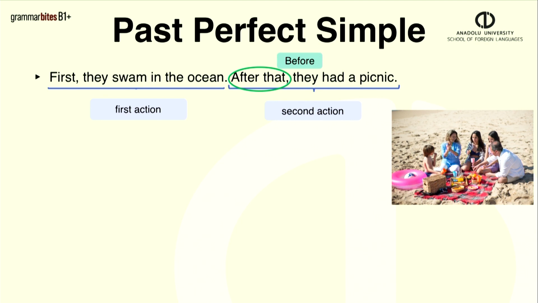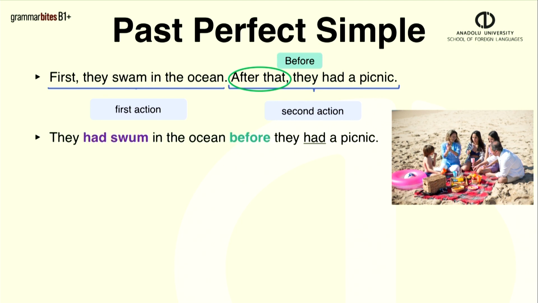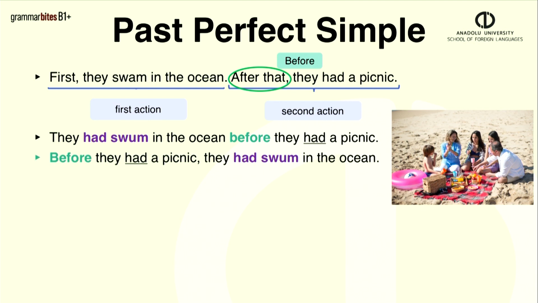And this is the tricky part. We will use the past perfect simple in the first action. We will say, they had swum in the ocean before they had a picnic. We can also start with before. We can say, before they had a picnic, they had swum in the ocean. Don't forget to use a comma when you start with before.